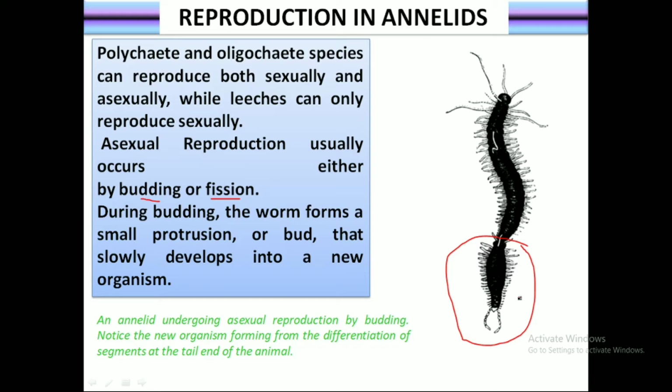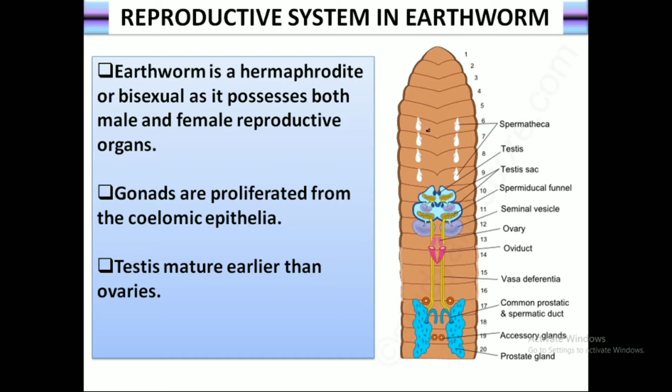In the figure, you can see that an annelid is undergoing asexual reproduction by budding, and we can notice that the new organism is forming from the differentiation of the segments at the tail end of the animal. On the other hand, the reproductive system is very well studied in the earthworm. Earthworm, being a hermaphrodite animal, possesses both male and female reproductive organs, and gonads proliferate from the coelomic epithelia.